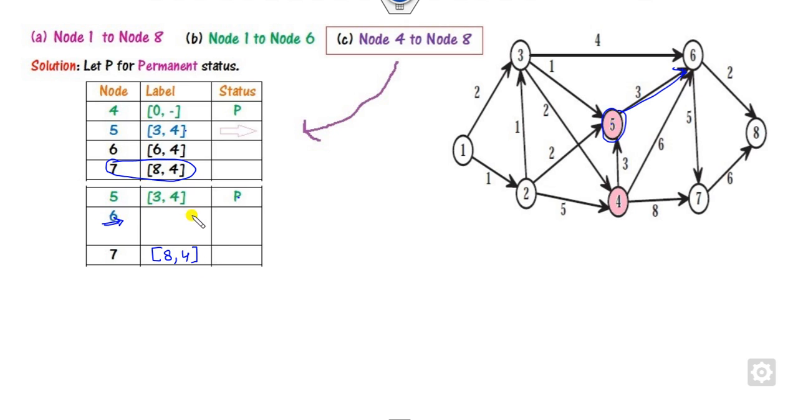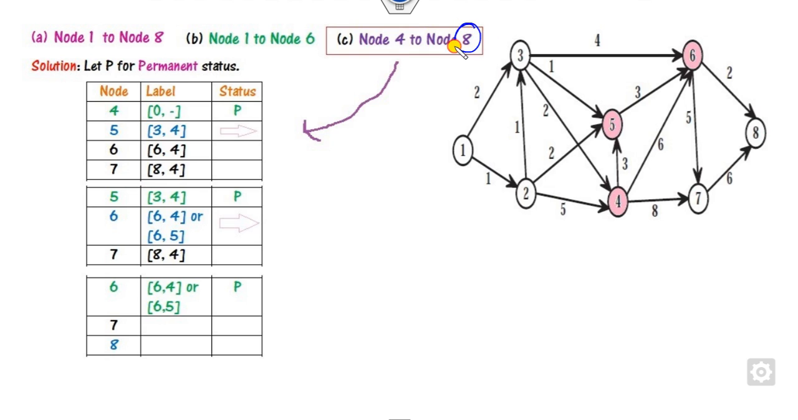Now what is the value of the 5? It is my 3 comma 4. I can go here as 3 plus 3 is 6 comma 5. What is the previous value of the 6? Now you can see both the distances are the same, so you can write both the values since both the distances are the same. Now which one is the minimum? Again this is the minimum. I can make this permanent.